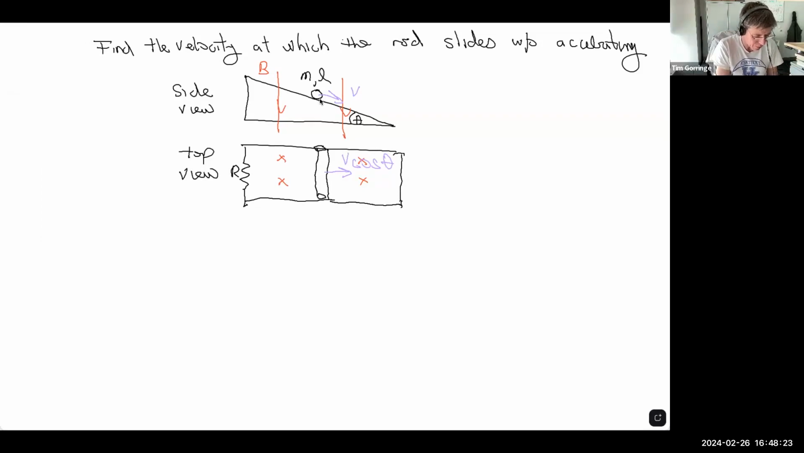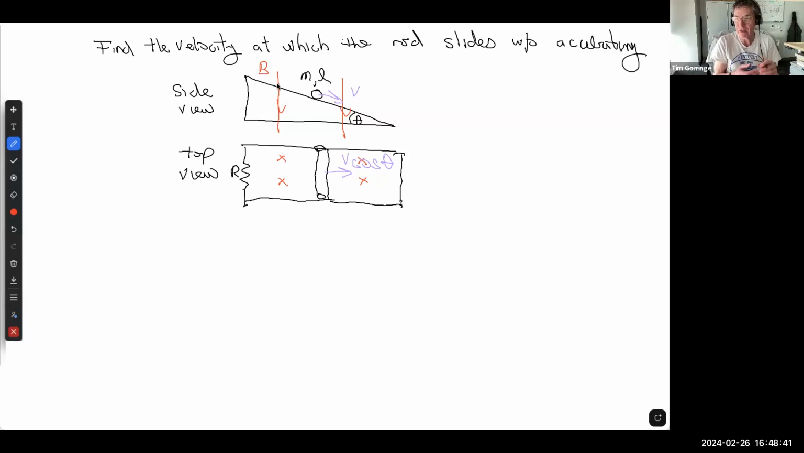On the incline, we have a rod. It has some mass, some length. We imagine we know the mass and length of the rod. And this rod is sliding down this frictionless incline. Now, if there was just gravity and the rod was on the frictionless incline, it would slide down, and as it slid there would be an acceleration due to the gravitational force, and the rod would get faster and faster and faster.